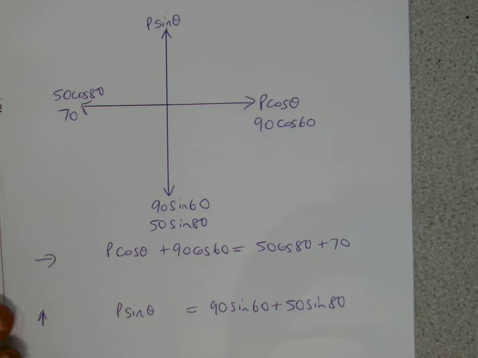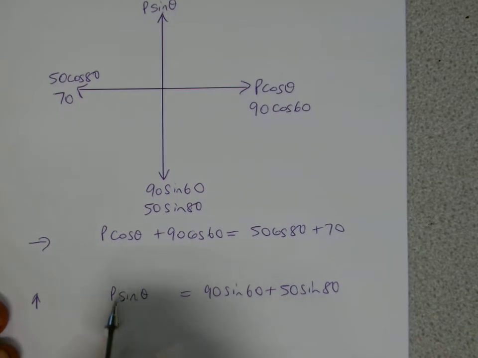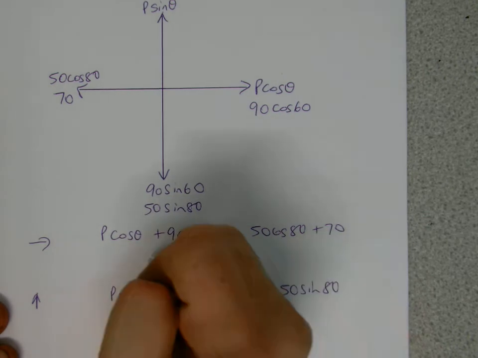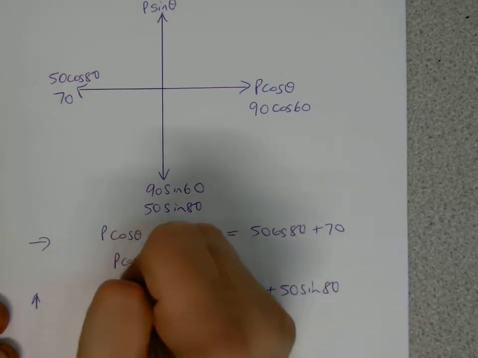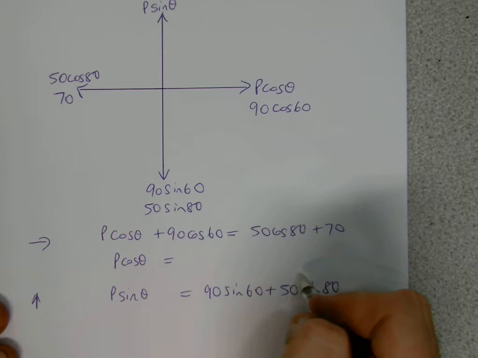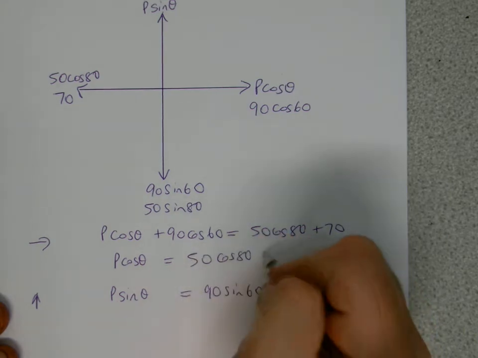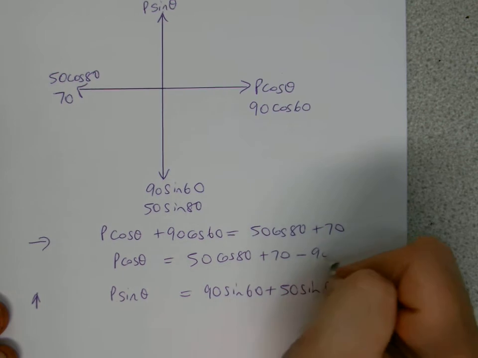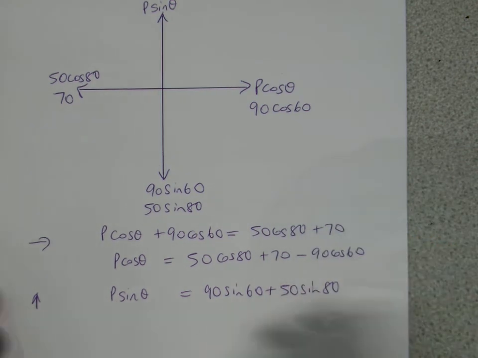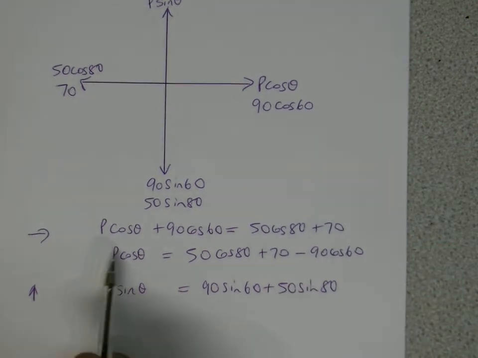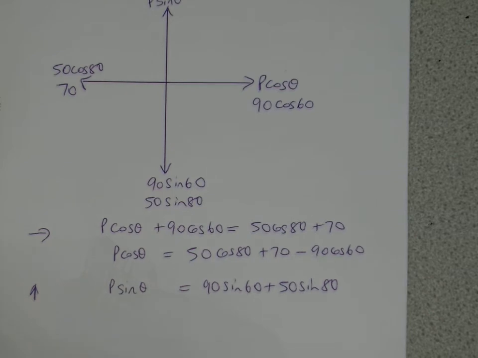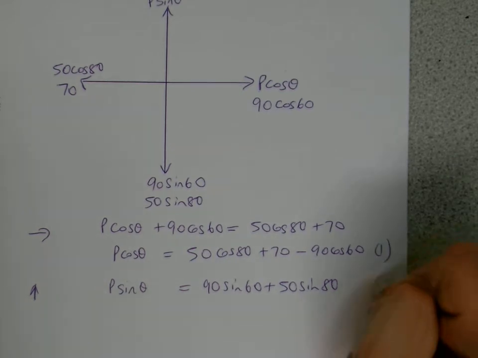Now with these questions, what I tend to do is get my P sine theta equals something and my P cos theta equals something. So on this line, I'll take that 90 cos 60 over to the side, so I'll have 50 cos 80 plus 70 minus the 90 cos 60. Now I've got two equations with P cos theta and P sine theta in. We'll call them equation 1 and equation 2.